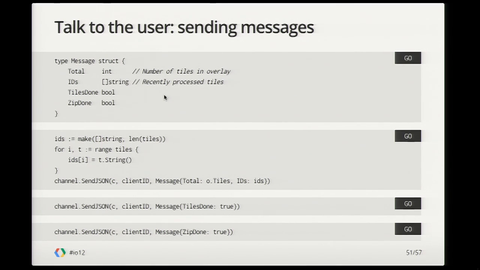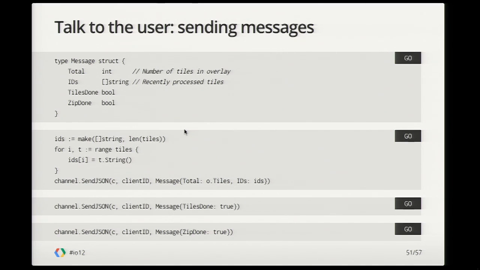The first is the total number of tiles in the overlay. And the second is a list of IDs of tiles that have been processed. So in this second code snippet here, this is what we do after processing a bunch of tiles. We send a message to the client that contains the total number of tiles and the IDs of those tiles. And then the client adds them to a list of tiles that it's keeping track of.